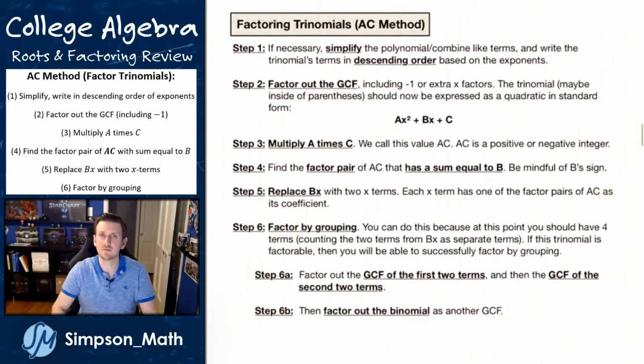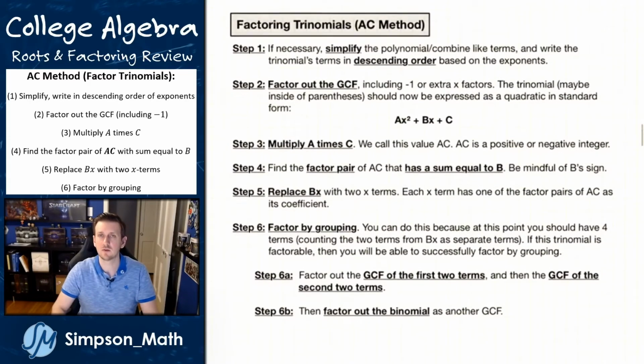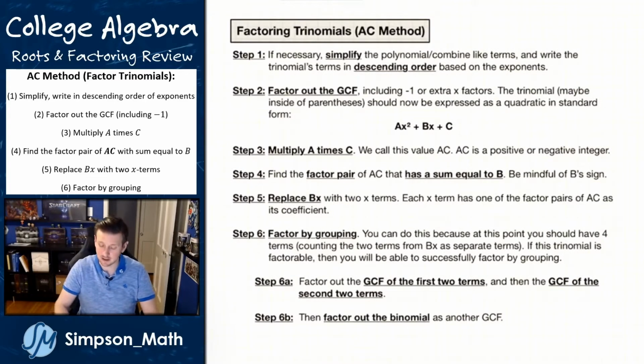All right, so next, step 2 is to factor out the GCF. So check for any GCFs, anything that might be in common. But especially if you see a -1, just an extra -1, or maybe any extra x factors hanging out, factor those out. The trinomial at this point might then be inside of parentheses. That's fine. But what you should have left over is a trinomial in this order, ax squared plus bx plus c, where a, b, and c are numbers, and then you have those x's or maybe some other variable.